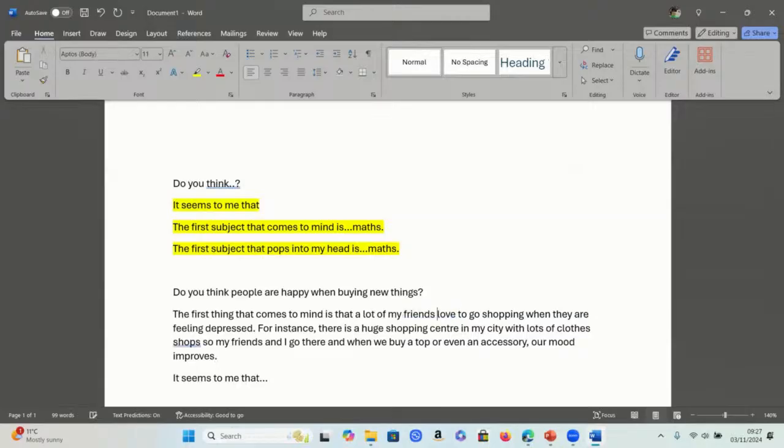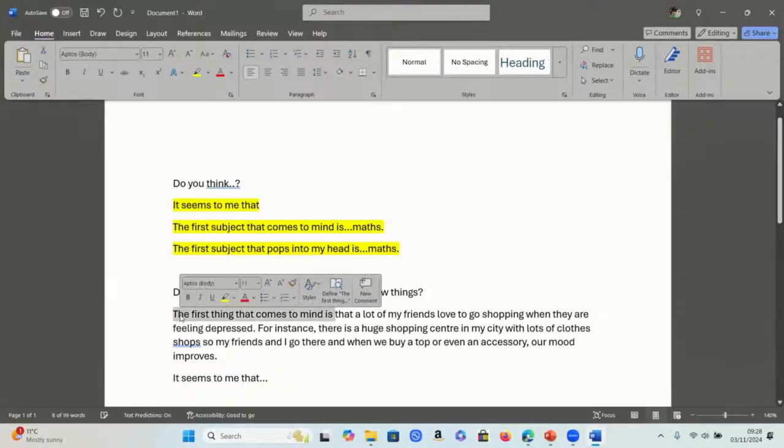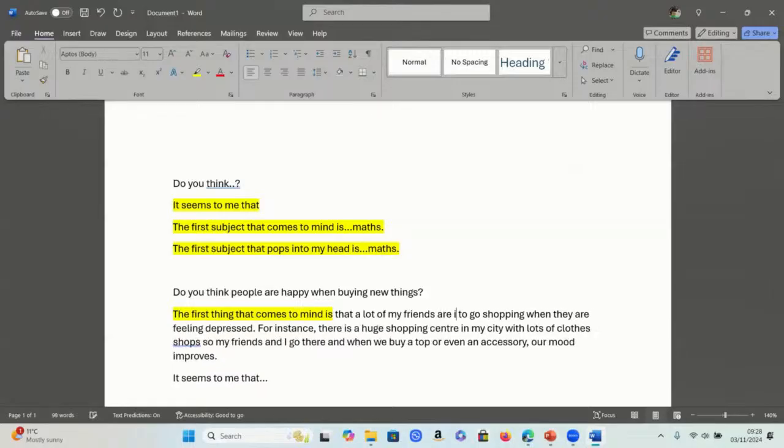If I'm quickly doing it, it's that. But the main thing is this sentence frame. When you say, do you think, you could say, it seems to me that a lot of my friends love to go shopping when they are depressed. Now, instead of saying love to, you could say what I mentioned earlier, are inclined to go shopping when they're feeling depressed.